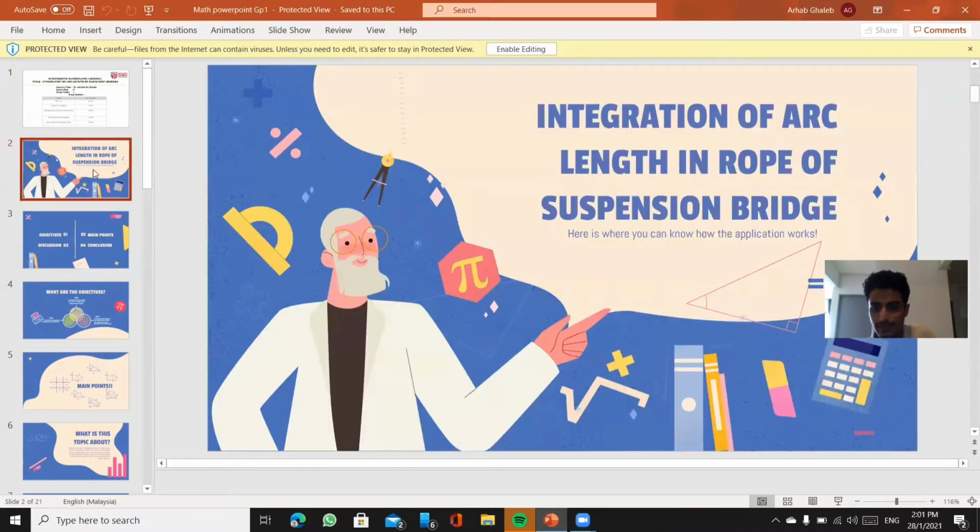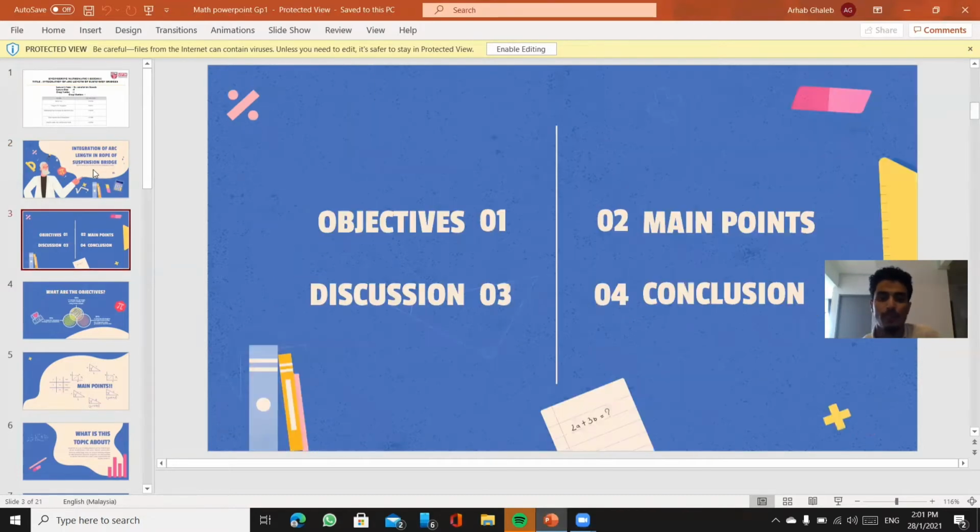Our topic is integration of arc length in rope of suspension bridge, which is divided into four parts. Number one, objectives. Number two, main points. Number three, discussion. Number four, conclusion. I will start with the objectives.